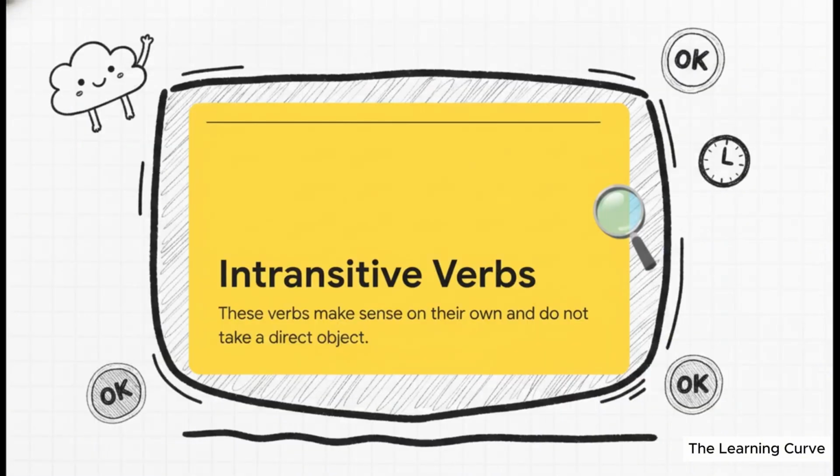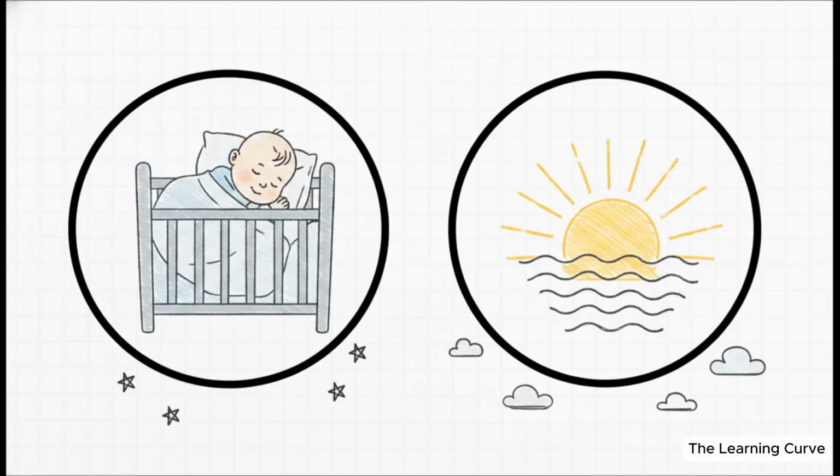Now on the flip side, we have intransitive verbs. Think of these as the independent loners of the grammar world. They are totally self-sufficient, they do their job describing the action, and they absolutely do not need a target to complete their meaning. If we say, "the baby slept," or "the sun rises," those thoughts are perfectly complete. The action doesn't transfer to anything, it just exists. These are finished, independent statements, driven entirely by intransitive verbs.